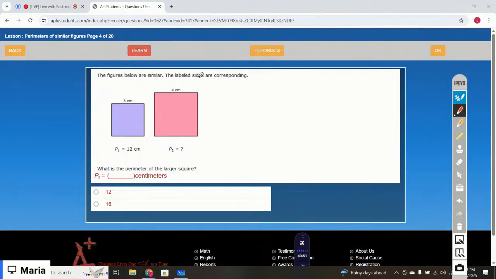First thing we need to make a proportion between their similar sides. So 4 centimeter and 3 centimeter, they are the similar sides. So that is 4 over 3. And then the perimeter is P2 divided by P1. So 4 over 3 equals P2 divided by 12.